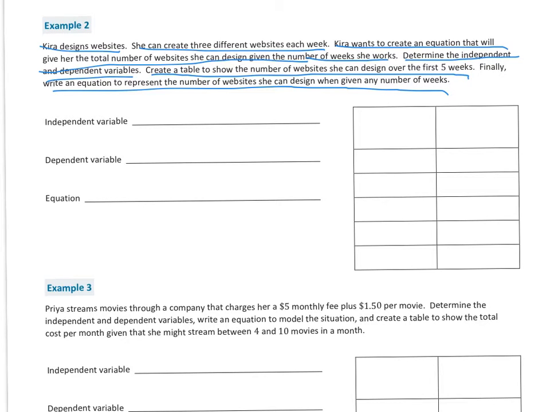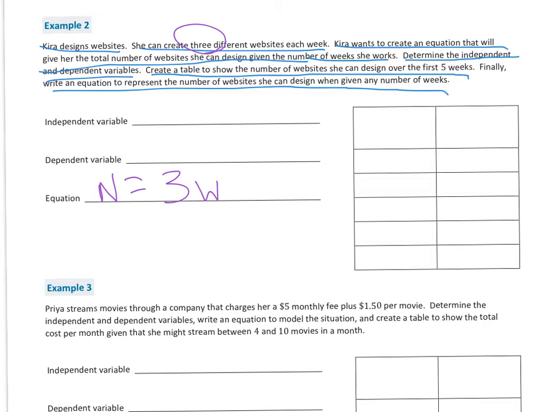Alright, so here's the important piece of information. She can design 3 websites a week. So let's think about our equation. She wants to create an equation that will give her the total number of websites she can design given the number of weeks she works. So I'm going to say N for the number of websites. So N equals, well, let's see, 3 for each week. So 3W for week.